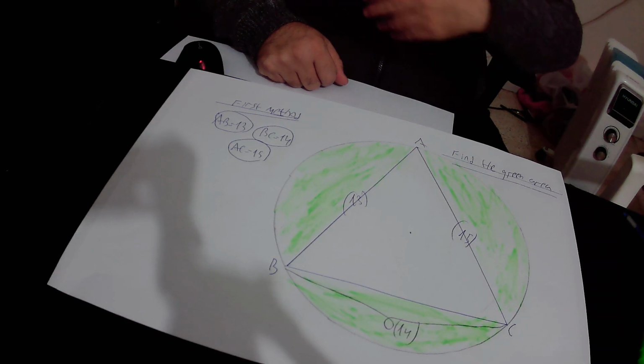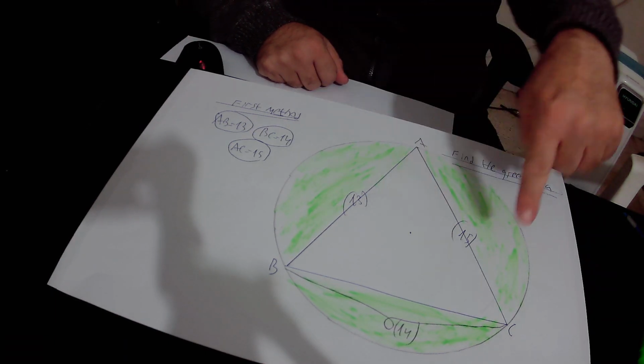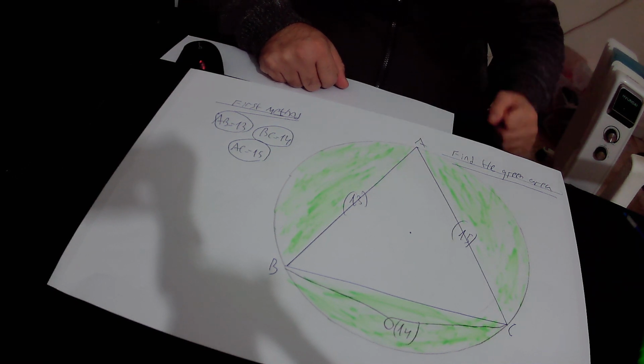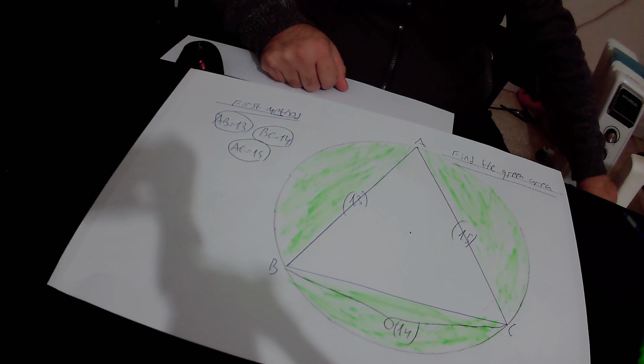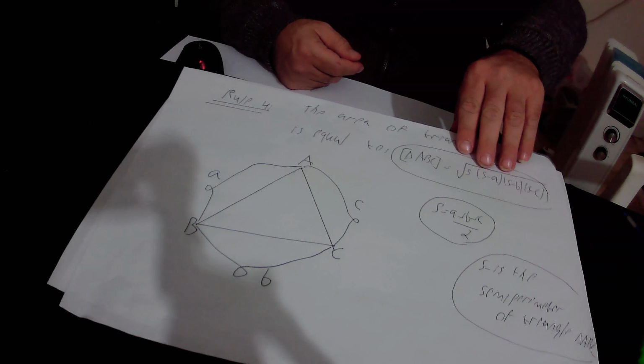From the drawing it is very clear that the area of the green shape equals the area of the circle minus the area of triangle ABC. So, in the next step, I will present to you a new rule and we will implement it in our drawing. The new rule is rule number 4.